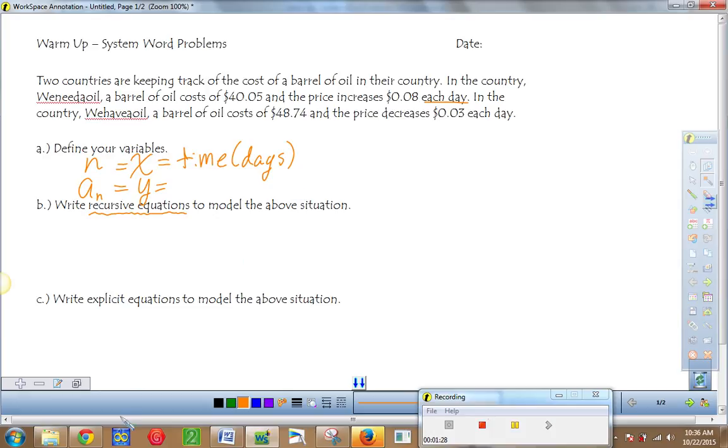Okay, so then the output would be the price, right? Does that make sense?